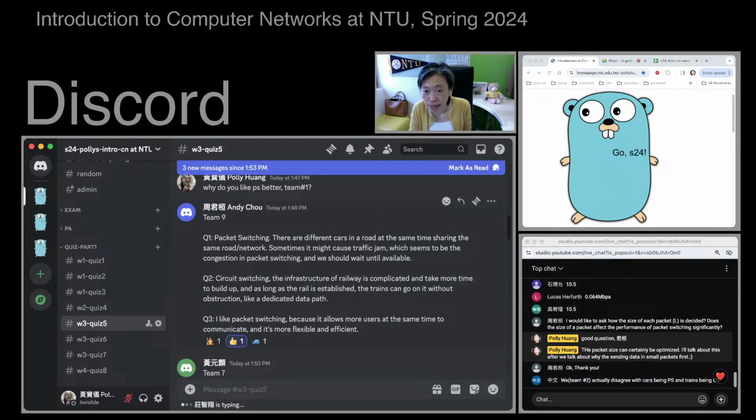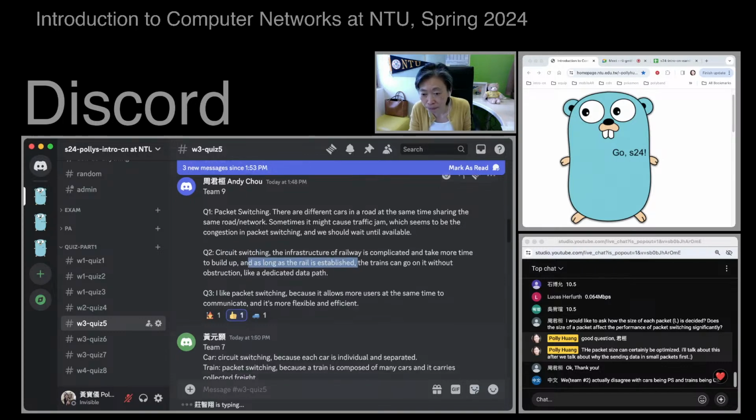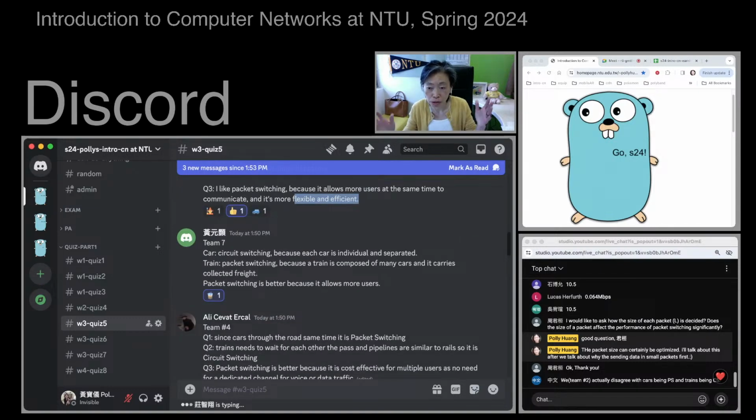Team 9. Team 2 also has a disagreement. Okay to be yourself, guys. And Team 9, Jun Huan, I think. Sorry, in case I pronounced the names wrong. Packet switching for the car, circuit switching for the train. And this is a very detailed explanation. Thank you, Team 9. And you guys like packet switching more? Yeah, it is more flexible, isn't it? Especially when the resources are abundant.